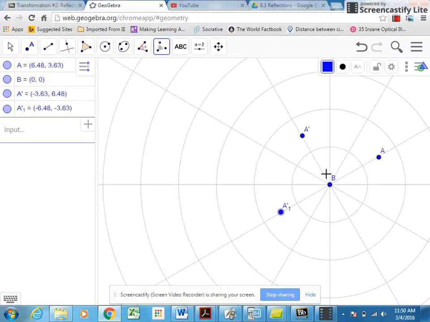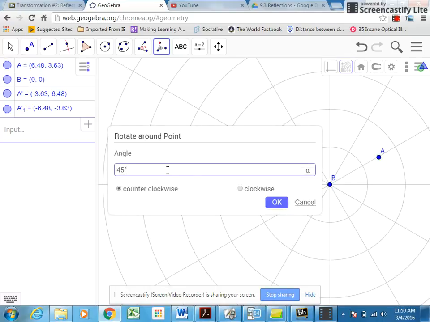The final rotation that we'll do here today is to take your original point, rotate it around the origin, and this time we'll take a look at a 270-degree rotation.